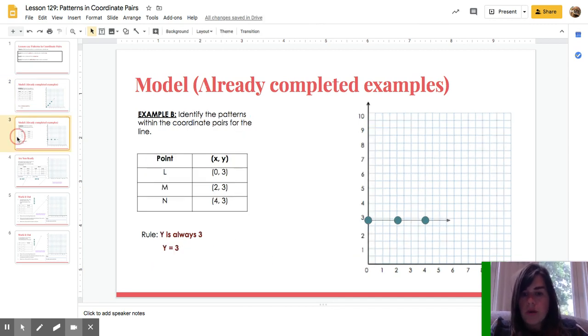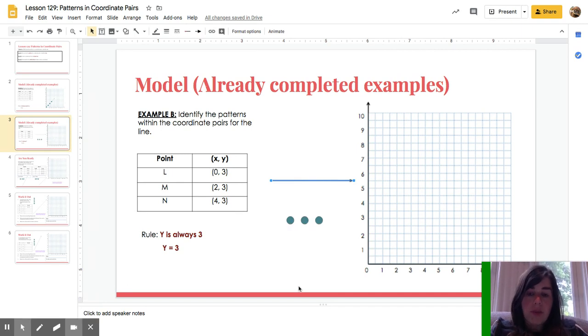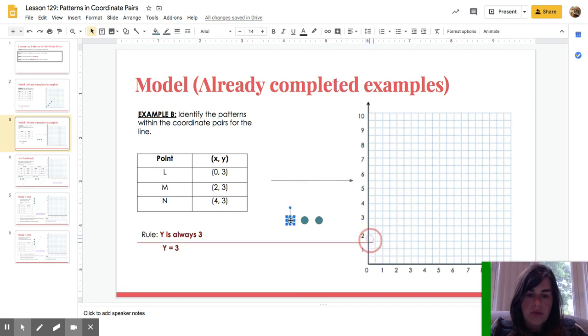Let me show you one more. Example B, identify the patterns and coordinate pairs for this line. So I'm going to take these off and then show you how I put them back on. Okay, here we go. So I've got to plot 3 points on this line. So L, M, and N. So L is at over 0, up 3. 0, 3. There we go.